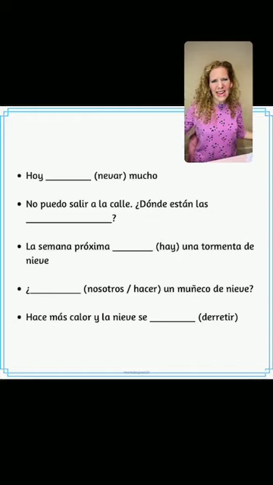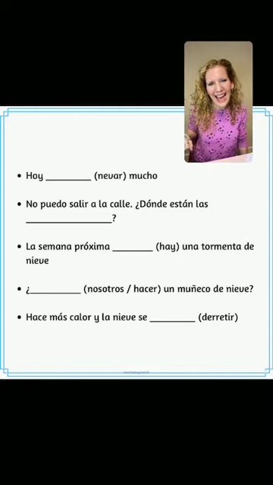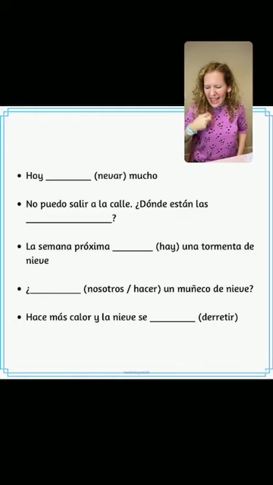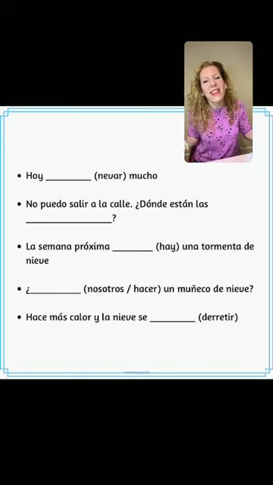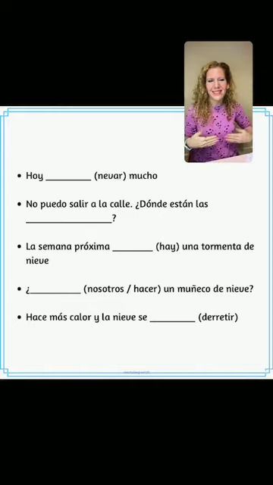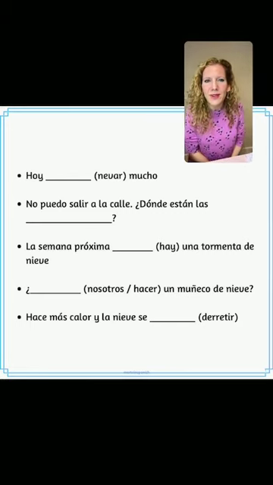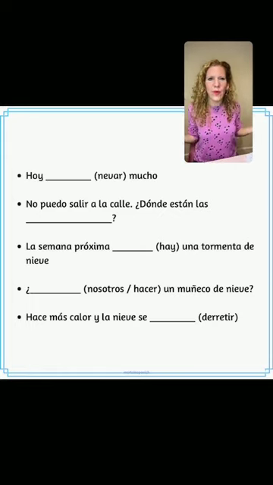No puedo salir a la calle. ¿Dónde están las? No puedo salir a la calle. I can't go out. Where are the? That's what I thought when it snowed in Madrid. Where are the? Because you know that we got stuck. We couldn't go out. It was a little stressful for me, but well. So, no puedo salir a la calle.